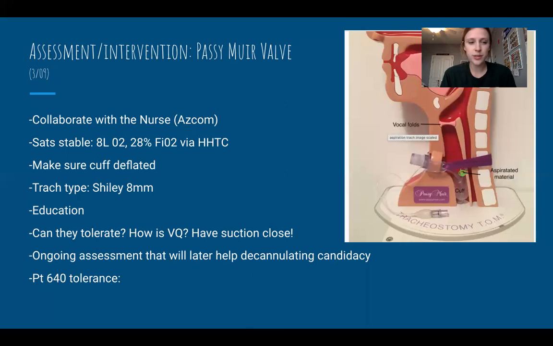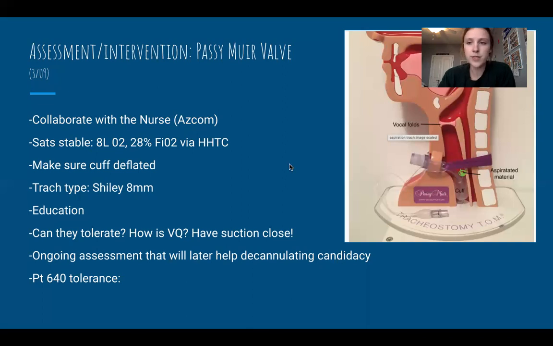So this first session, you really want to look at how they're tolerating it, how is their vocal quality, and you want to make sure you have suction close, because having this occlusion might cause a lot of secretions. There's a lot of new pressure that the patient isn't used to. And so you want to make sure that you have all the things you need to keep the patient safe and make sure that you're cleaning up after them if it's necessary. And then this is, like I said, an ongoing assessment. And then it'll help decannulation after.